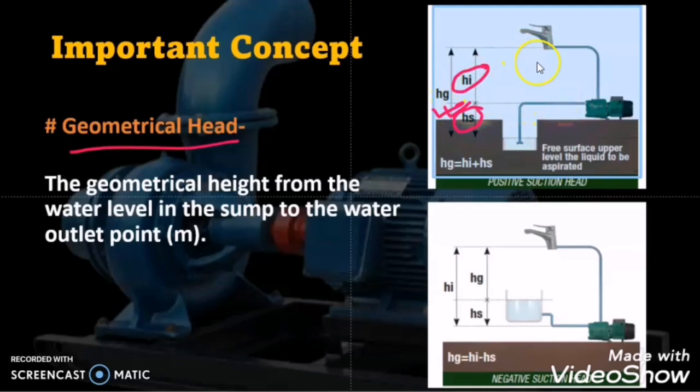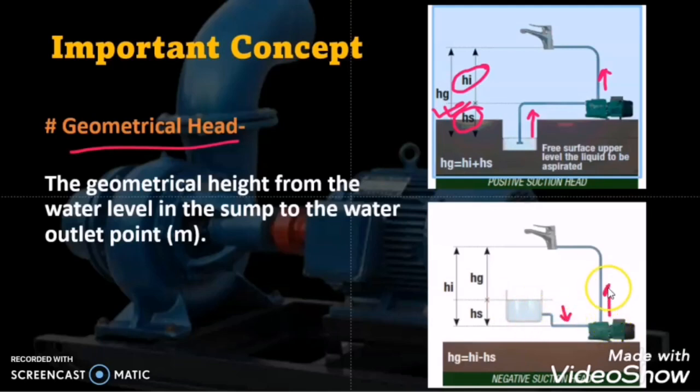Geometrical head in different cases can be different. For example, here, as I told you, in this case, the motor has to work to suck the water against the gravity, and the motor has to work against the gravity to deliver the water. But in this case, the motor is not working against the gravity in order to suck the water, because the motor is below the level of the water from where it is sucking the water.